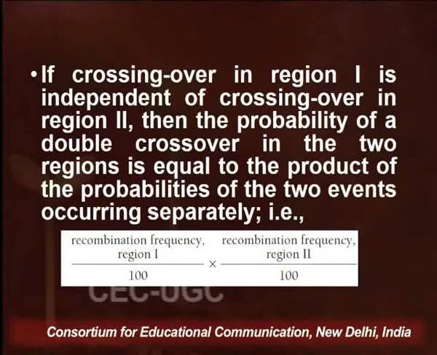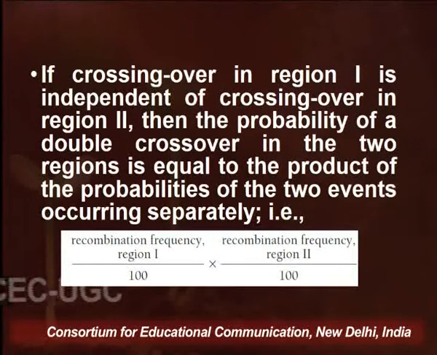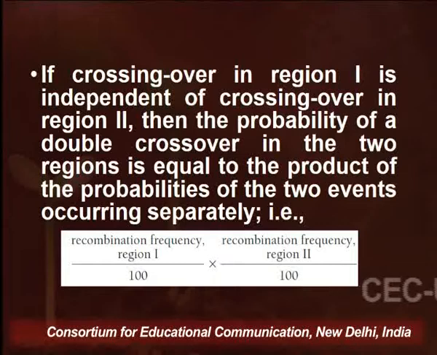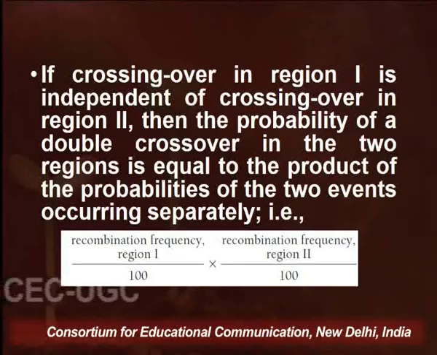Another very important point to remember is that if there is one region where the crossing over is independent of the crossing over in another region, that means we have two regions, then the probability of a double crossover in these two regions would be equal to the product of the probabilities of the two events occurring separately. So we will have the formula: recombination frequency of region 1 divided by 100, multiplied by recombination frequency in region 2, which is also divided by 100.